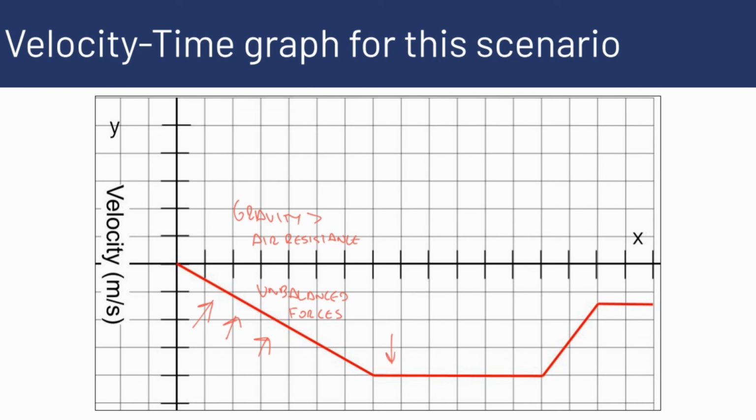Here in this section of the velocity time graph, the skydiver has reached terminal velocity. So the skydiver has balanced forces now. They've reached a constant velocity. They're no longer speeding up. So the velocity time graph is a flat line.